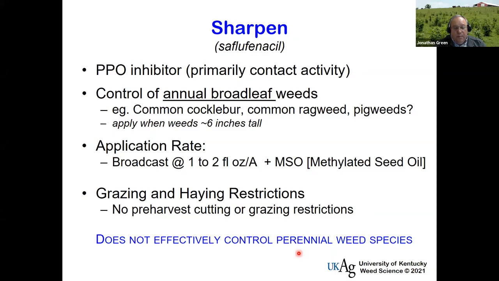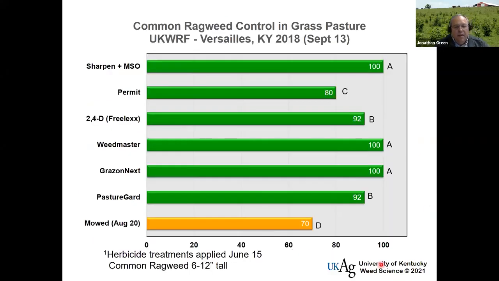So if we have a field that has some perennial weeds, then we're going to need some additional help besides just Sharpen. There was some ragweed in the field as well. So the Sharpen, the Weed Master, the Grazon Next all performed extremely well for the control of this common ragweed, again applied June 15th on 6 to 12 inch tall ragweed. What was a little surprising, but not too surprising, is that 2,4-D is a little bit weaker, as well as Pasture Guard, if we're going after common ragweed as our primary species.